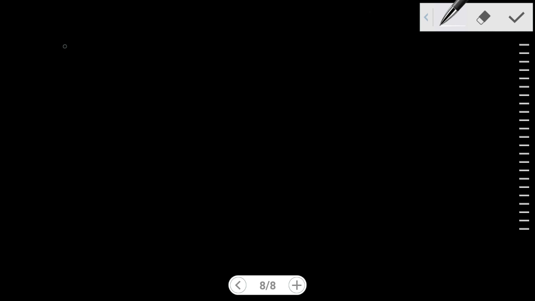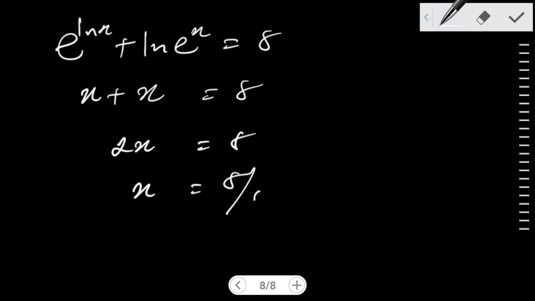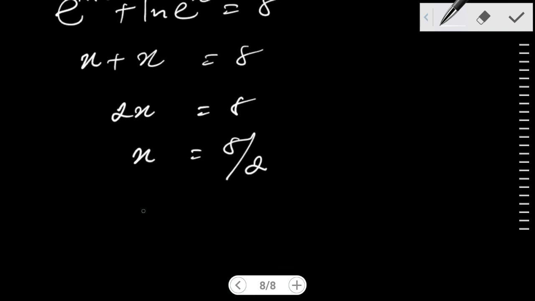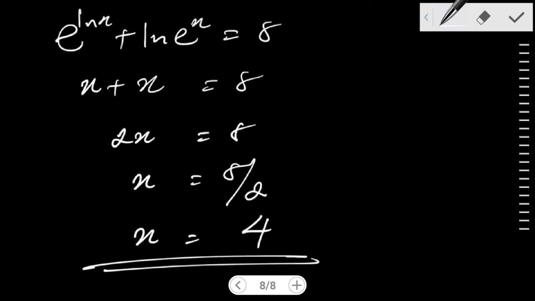Now, if you have ln of x plus ln e of x to be equals to 8, we know that this would result into x plus x, which would be equals to 8. Therefore, 2x would be equals to 8. Therefore, x would be equals to 8 divided by 2, where x would be equals to 4 in this case. So this is how we work out such an example.